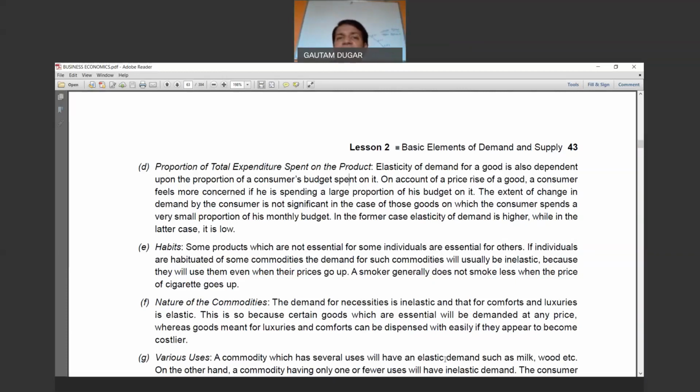Nature of commodity, already explained. In the case of luxury goods, demand is elastic. In the case of necessities, it is inelastic.